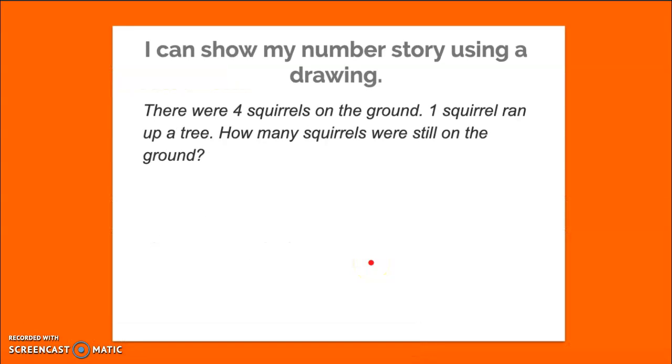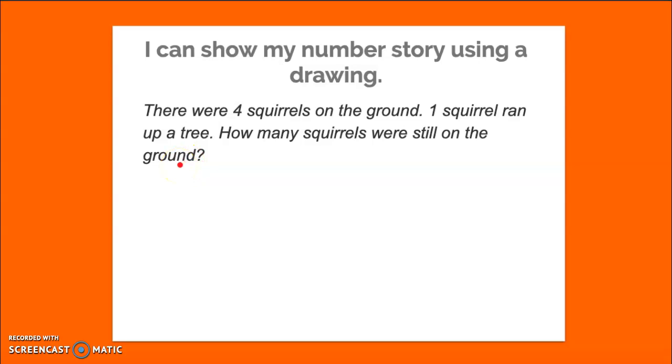So our goal today, we have 2. First, I can show my number story using a drawing. So remember, our number story is there were 4 squirrels on the ground. 1 squirrel ran up a tree. How many squirrels were still on the ground? The first thing we need to do before we can solve this problem is figure out what it is asking us. It is asking how many squirrels were still on the ground. Okay, let's figure it out. How many squirrels are still on the ground?